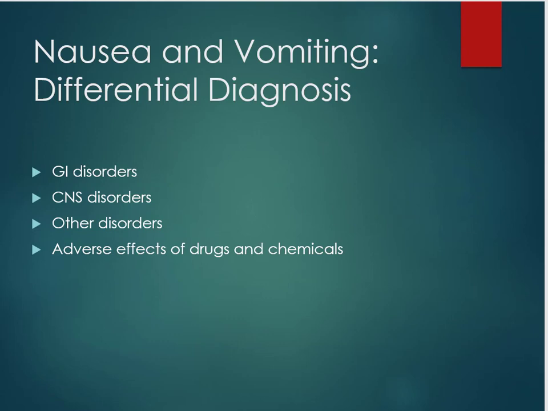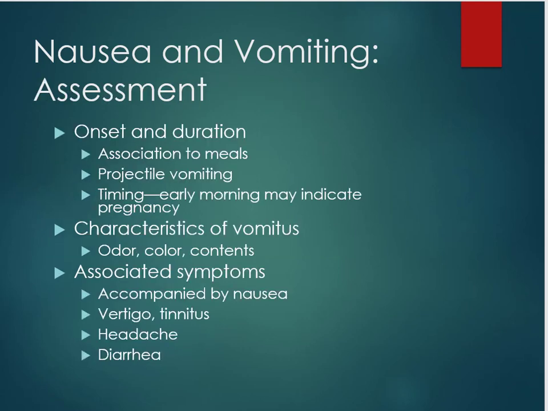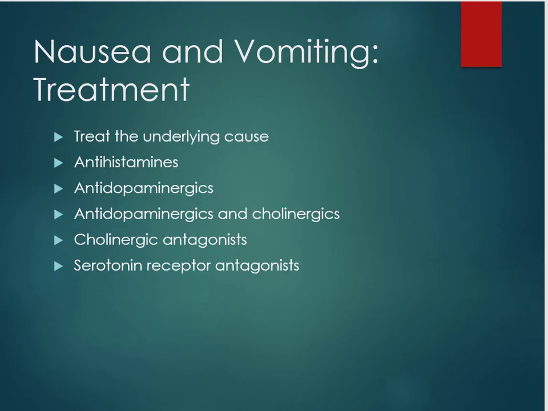Your differential diagnoses need to include your GI disorders, your CNS disorders, and any adverse effects of drugs or chemicals. When doing your assessment for nausea and vomiting, it's important to note onset and duration. Is any of this associated with meals? Has there been any projectile vomiting? What is the timing? Does it happen early in the morning, which could be pregnancy related? Characteristics of the vomit, odor, color, and contents, and any associated symptoms are important to include in your assessment. Treatment is going to be aimed at determining the underlying cause and then managing the symptoms.